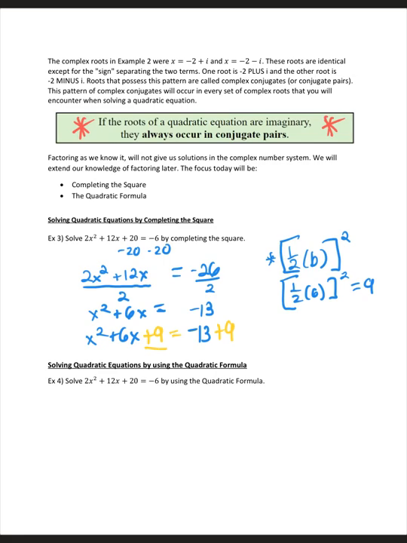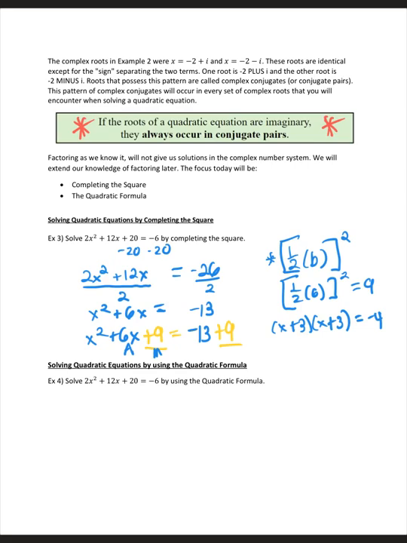And the reason why I get to add it to both sides is I can't change the equation. I can't change this problem. By adding 9 to the left side of the equal sign and adding 9 to the right side of the equal sign, we're keeping this equation balanced. Nothing really has changed. At this point now, I can go ahead and factor the left side. What multiplies to 9 and adds to 6 is x plus 3 times x plus 3. And on the right side, if I simplify negative 13 plus 9, I get negative 4.